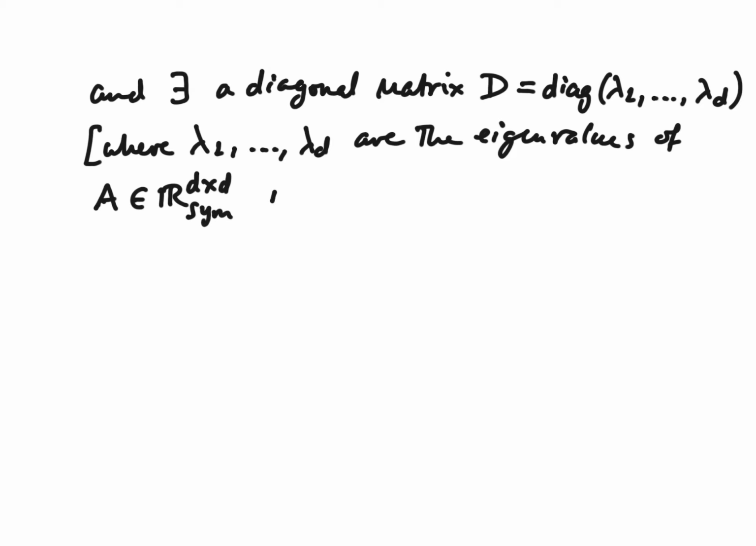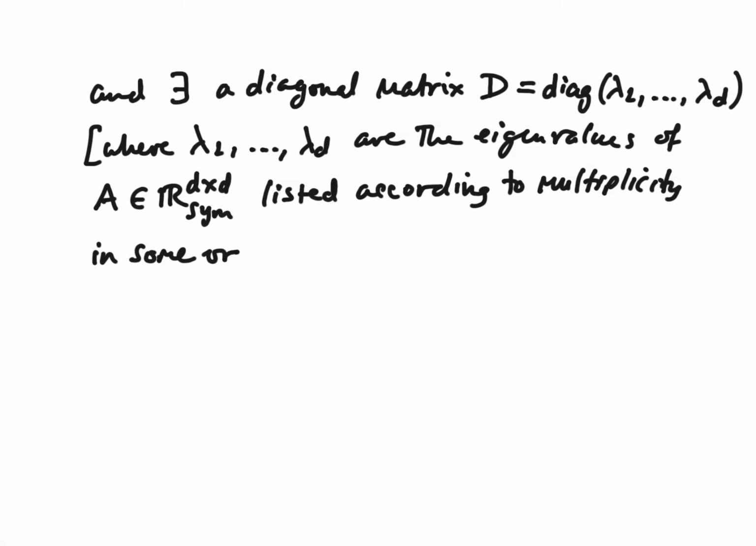By assumption, but they have to be listed according to multiplicity. What that means is just that if a particular eigenvalue of A has a multiplicity of 3, then you have to write it 3 times in that list. But here's the thing, it's in some order. You can order those eigenvalues with the multiplicities counted in any order you like. It doesn't have to be in any canonical order.